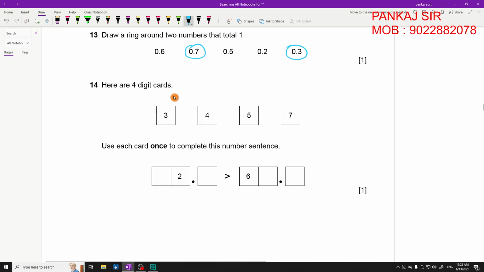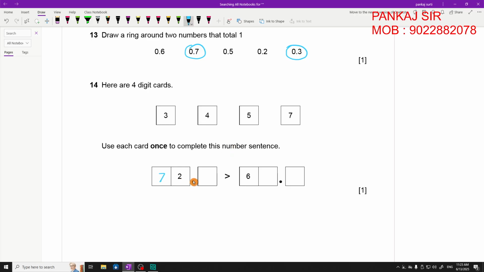And next question, 14th. Here are 4 digit cards: 3, 4, 5, and 7. Use each card once to complete this number sentence. Now here also there can be more than one answer. So let me go for this is greater than, right? So if I take a 7, if I write a 7 over here, this will be 72. This is representing the decimal point, okay?